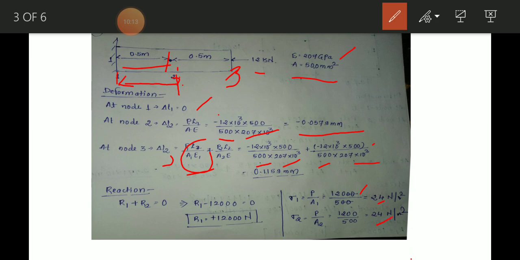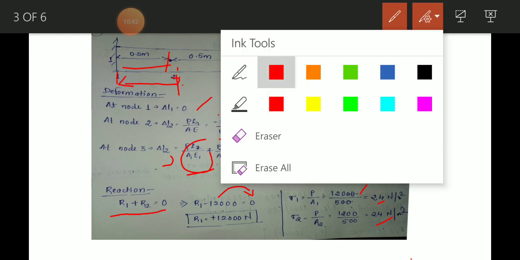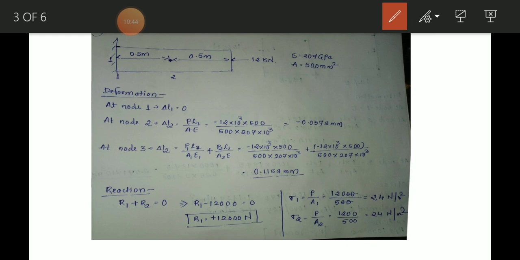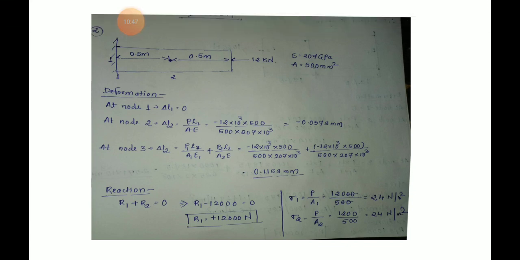Next, move to the calculation of reactions. Write down the reaction equation: R1 plus R2 equal to 0. R1 I don't know. R2 is minus 12,000 Newton, equal to 0, or R1 equal to plus 12,000 Newton. Just transfer this minus to this side and you will get plus 12,000 Newton. This is the value of the reaction forces at 1 and 2. I hope this problem is clear.